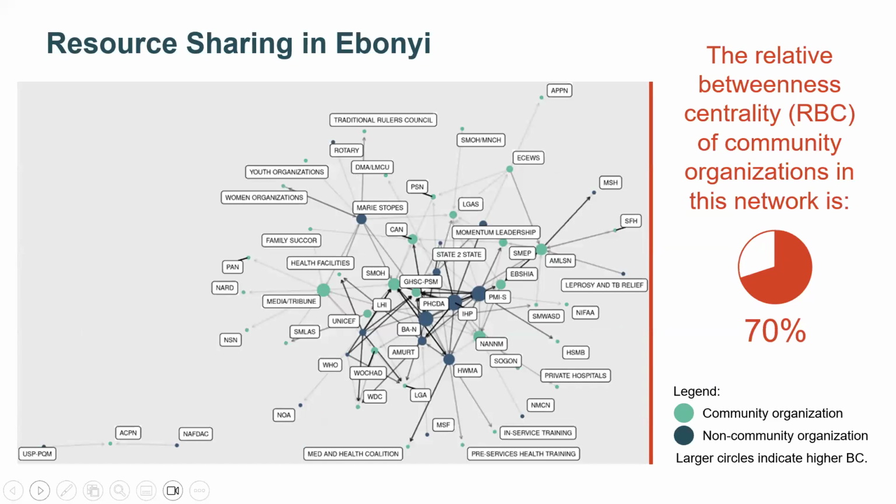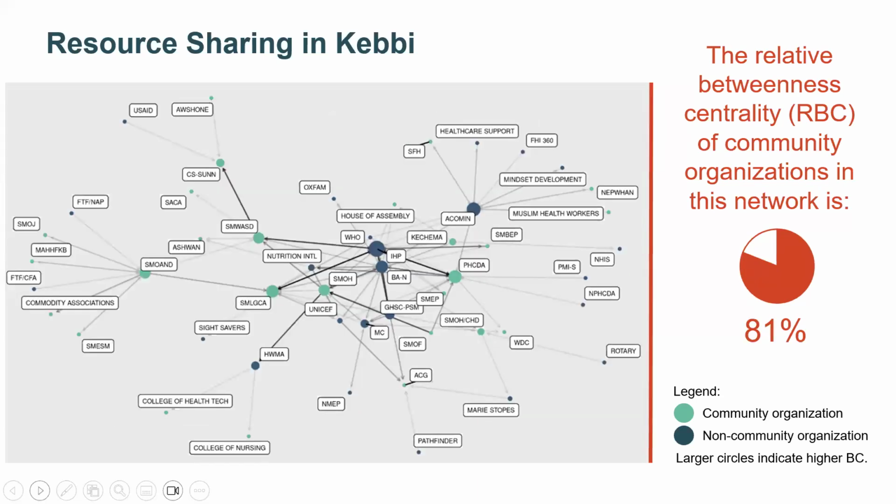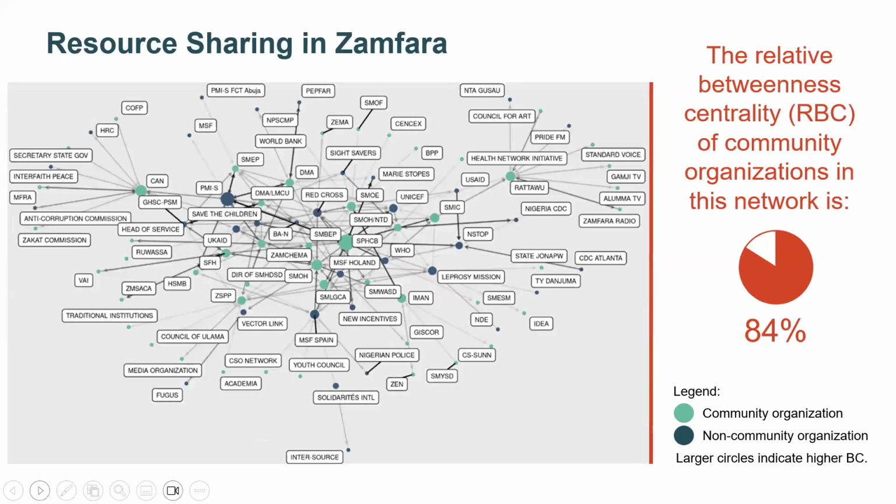Moving now to the resource sharing networks. Again, this is non-monetary resource sharing. The relative betweenness centrality in this state, Ebony, is 70%. Next, please. It's higher in Kebbi at 81%. And lastly, next slide, please. It's higher still in Zamfara, but not dramatically so, at 84%. Next slide, please.